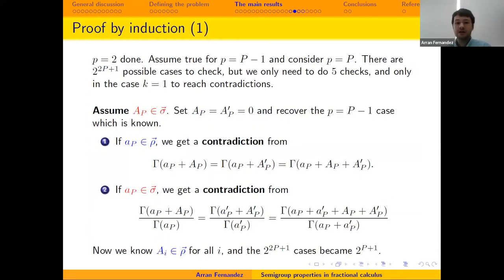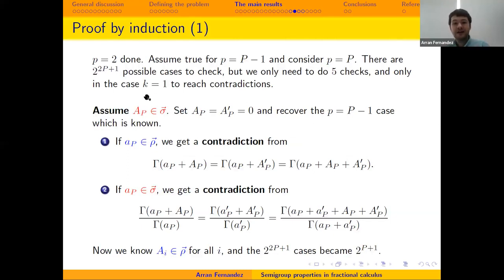P equals 2 we've already done. So we assume true for one value of p, we go to the next value. There are 2 to the power 2p plus 1 possible cases. We've seen before 2, 8, 32. In general, it will be this power of 2. We only need to check 5 things. So by some tricks, we can reduce it to 5.